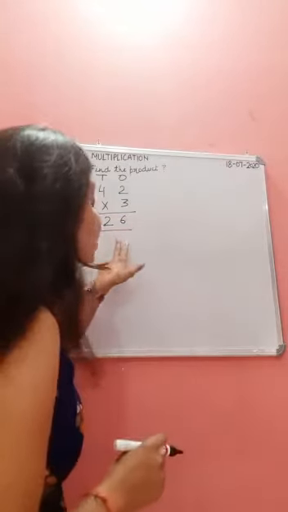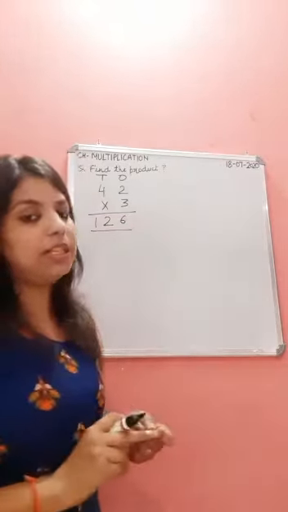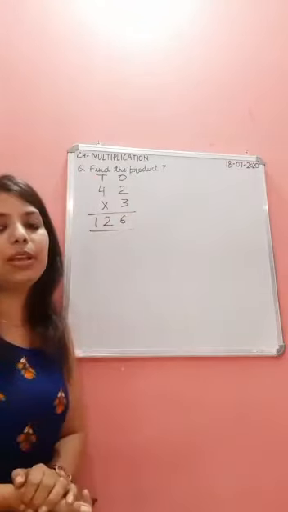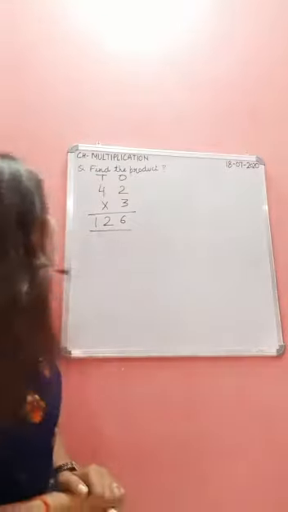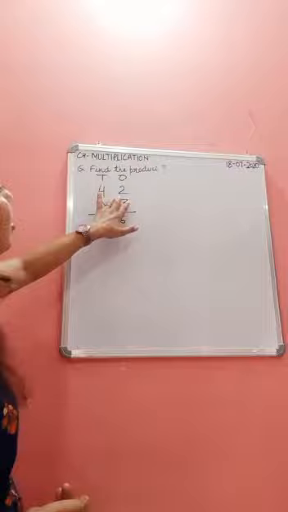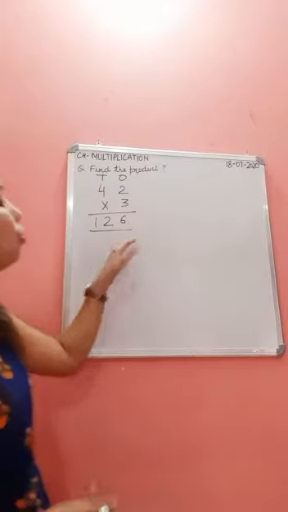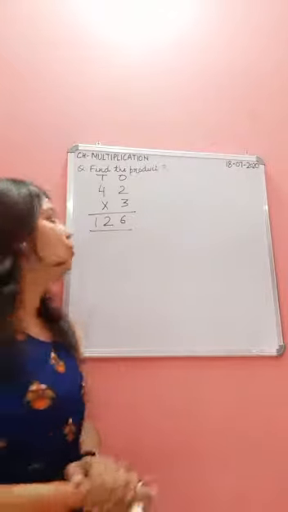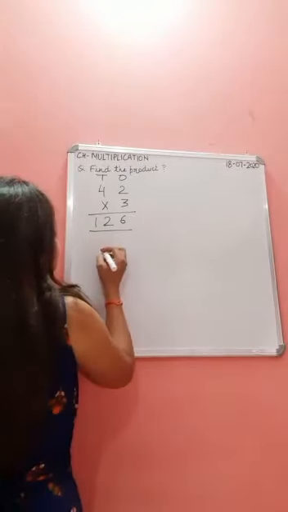So this is a 3 digit number. I told you yesterday also, it is not necessary that if you are multiplying a 2 digit number, you will get the answer in 2 digits. This is not necessary. So when you are multiplying 2 digit numbers, you may get the answer in 3 digits also. Now see the next one.